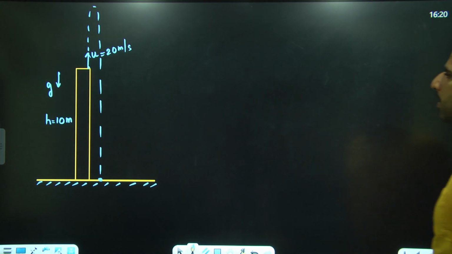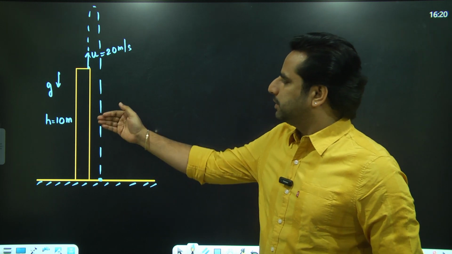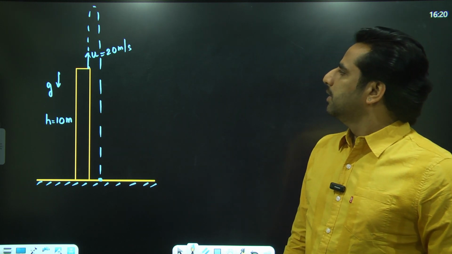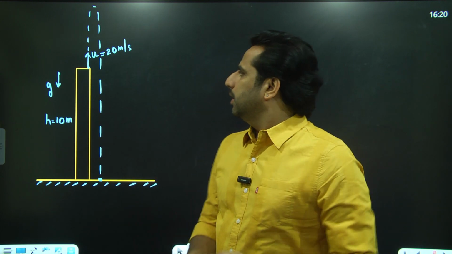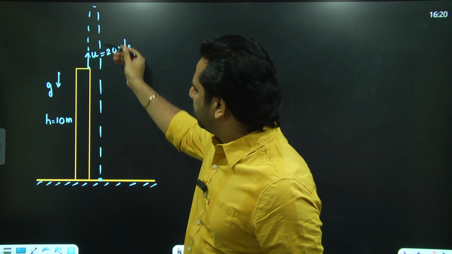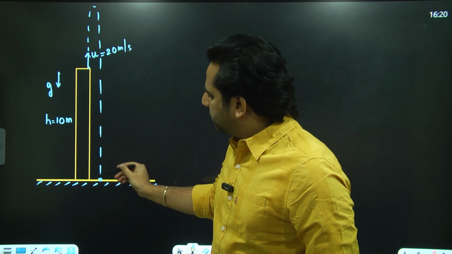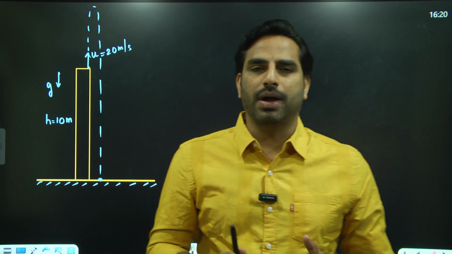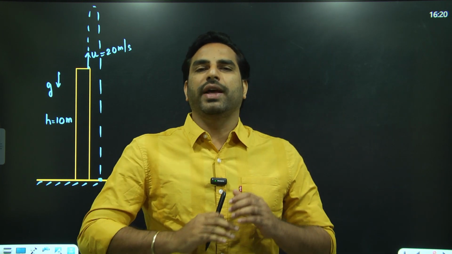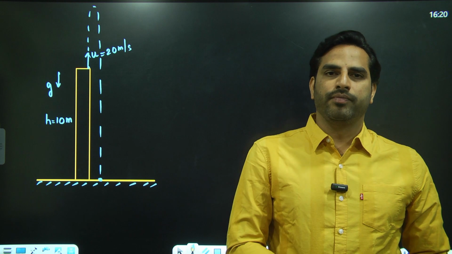Consider a particle which is projected from a tower of height h, which is equal to 10 meters, with a speed u of 20 meters per second upwards. So it goes to a certain maximum height and falls back. So it falls to the ground. The question is to find the total time taken by the particle to reach the ground, or to find the time of flight of the particle.